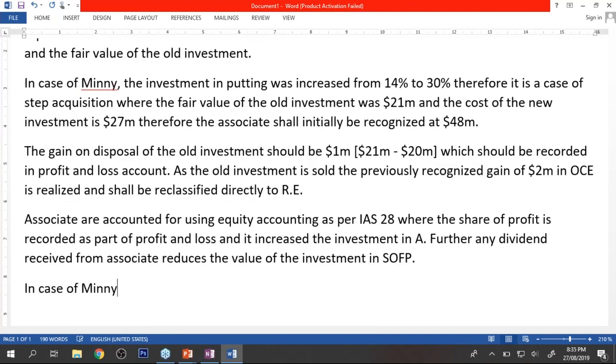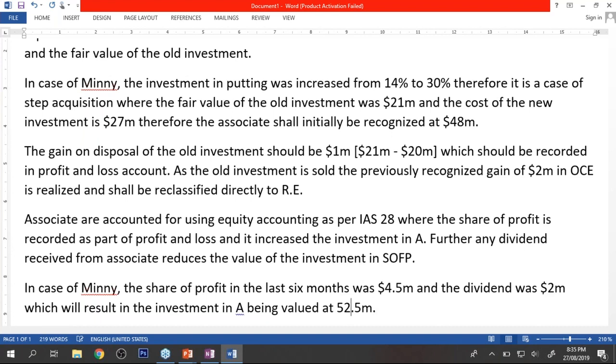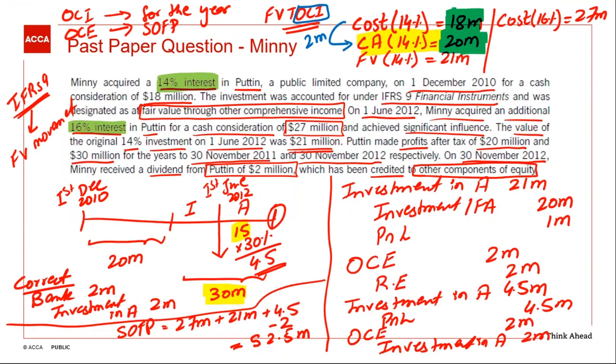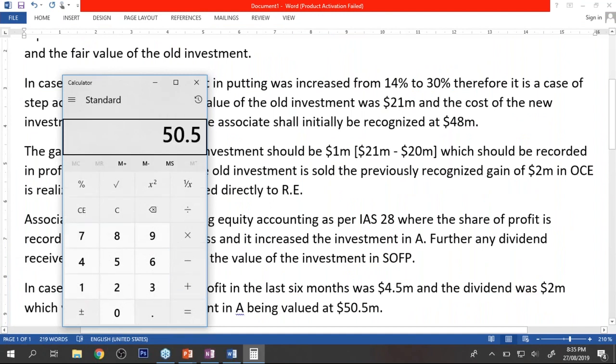In case of Mini, the share of profit in the last 6 months was $4.5 million and the dividend was $2 million, which will result in the investment in associate being valued at... Is it 52.5 or is it 50.5? 21 plus 27 plus 4.5 minus 2. Let me use a calculator as well. Yes, it's 50.5.